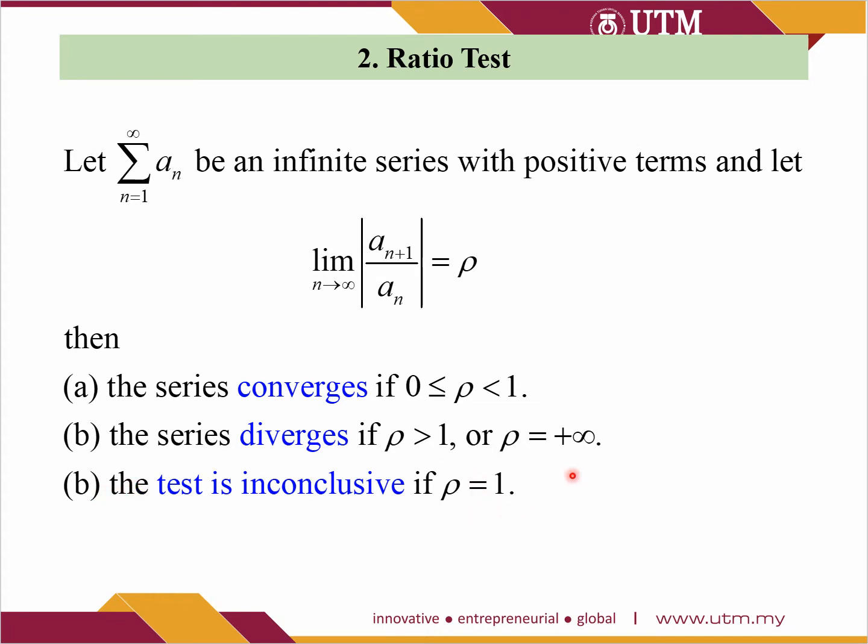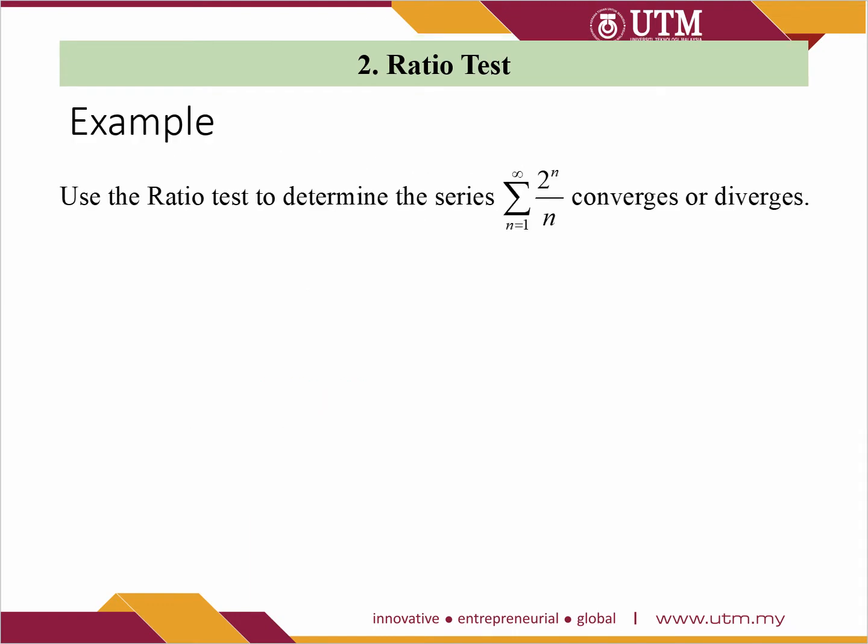So for the ratio test, there are 3 answers for the test. First one is converge, second one is diverge, and the last one is inconclusive, depending on the value of rho. Now I'm going to show you how to use the ratio test to determine whether the series 2 to the power of n over n converges or diverges. So this is the formula for the ratio test.